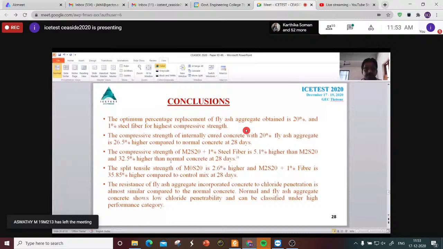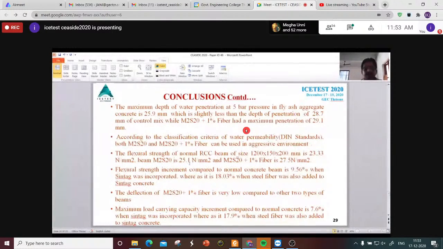Split tensile strength also increased slightly when Sindag was added, and it increased considerably when the fiber was added. Resistivity to chloride penetration was very good, so it can be classified under the high performance category. Also, water penetration depth is below 30, so it can be used for aggressive as well as water retaining structures. So again, as per durability condition, all three concretes satisfied the high performance category.